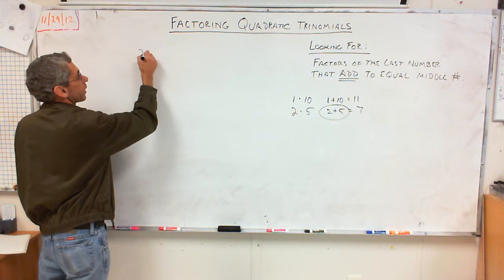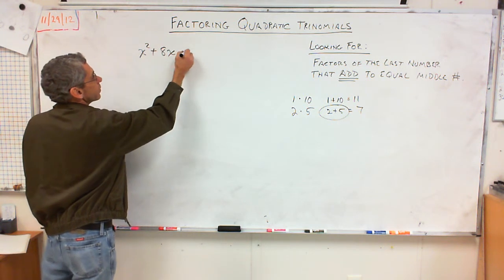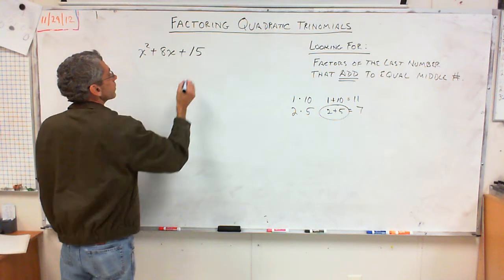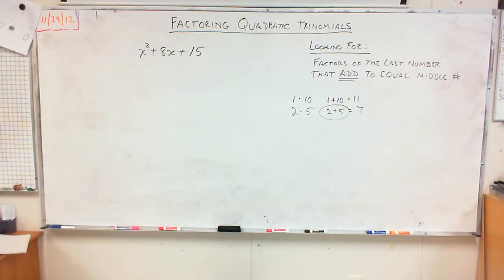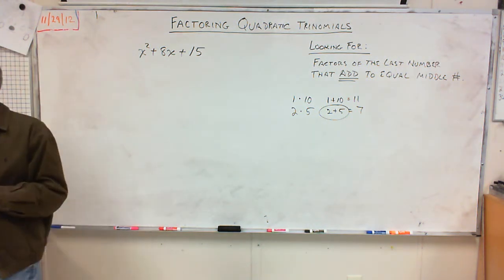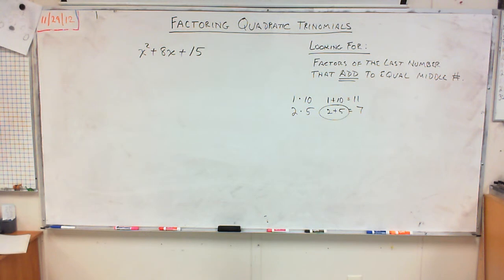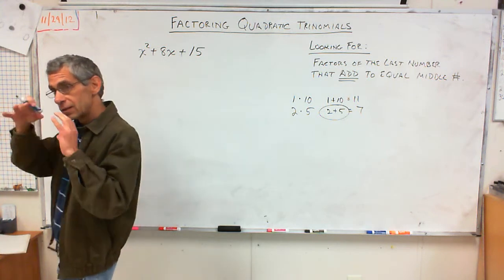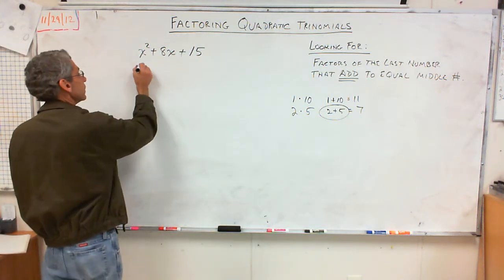All right, so let's say x squared plus 8x plus 15. Okay, so in the beginning, they're going to be relatively simple. But is it a quadratic trinomial? How do you know? It has three terms, so it's a trinomial. It has x squared, so it's quadratic. So when it has x squared, that means we're factoring it with two sets of parentheses.